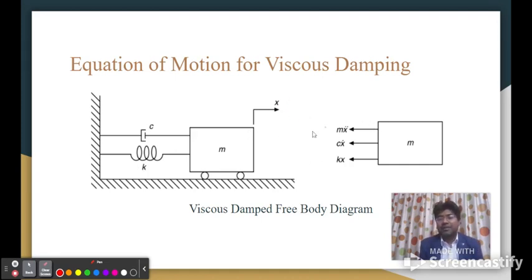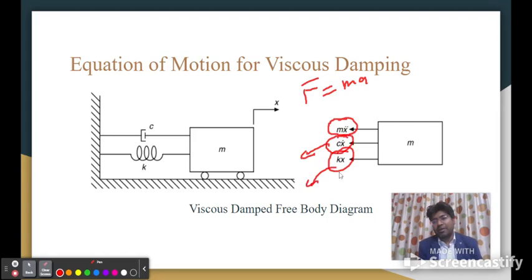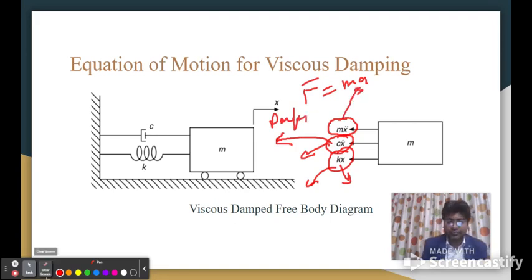Now what will happen: due to the inertial force, mass into acceleration will be there, force equals ma, the inertial force. This is due to the damping effect, and this is due to the stiffness of the spring, which is provided by the column, and this is by the dampers, and this is due to the inertial forces. Okay, let's write the equation.